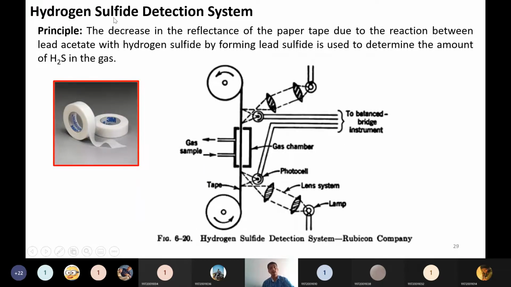So the next one will be the hydrogen sulfide detection system. This will come under the class of special methods. Yes, sir, I'll take up the topic, sir. Yes, Jeevan, as expected. Thank you. Okay, hydrogen sulfide detection systems will be there.